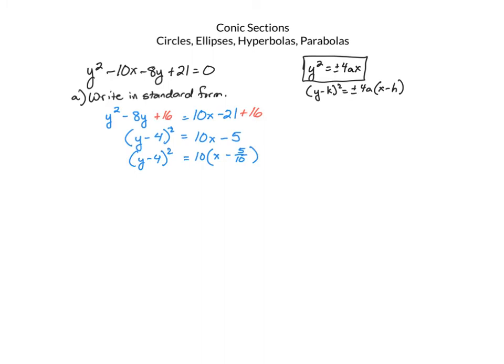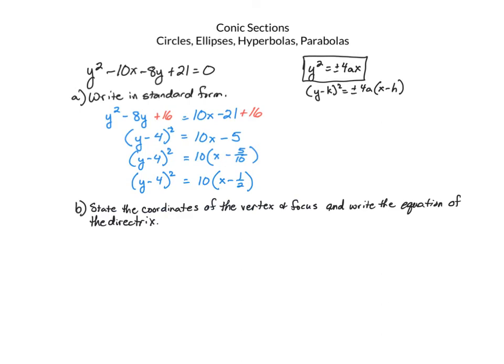Notice this. If I were to distribute 10 times 5 over 10, those 10s would cancel, and I would have that negative 5. So my equation is really (y - 4)^2 = 10(x - 1/2). And I have the equation in standard form. Now there is a part B. I didn't want to put the part B down because that would give away what kind of a conic section it is. So let's state the coordinates of the vertex and focus and write the equation of the directrix.